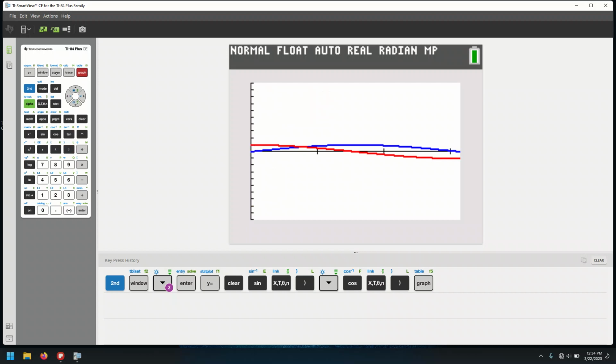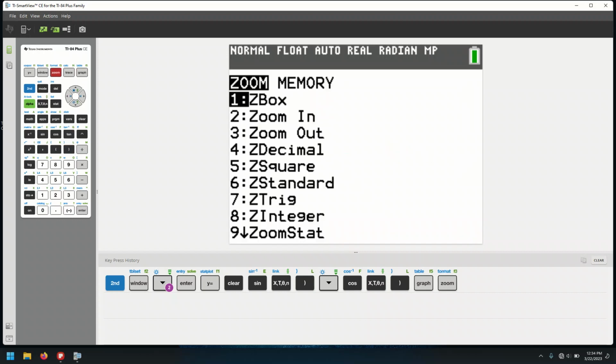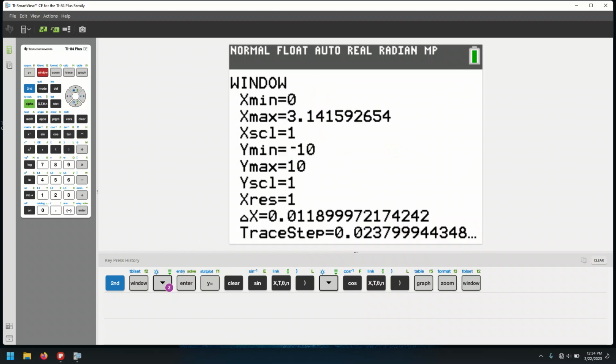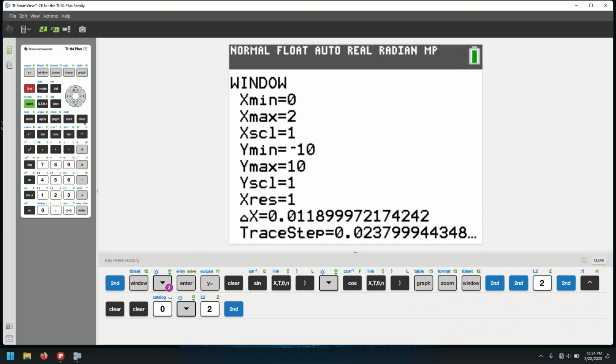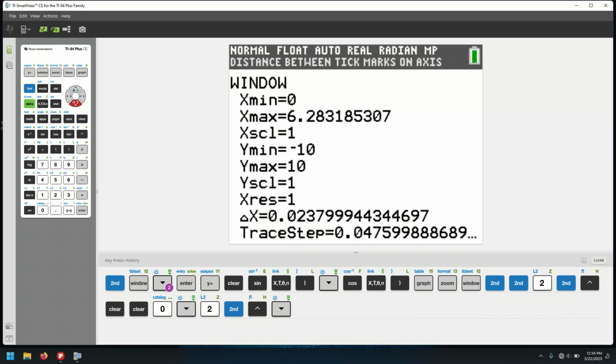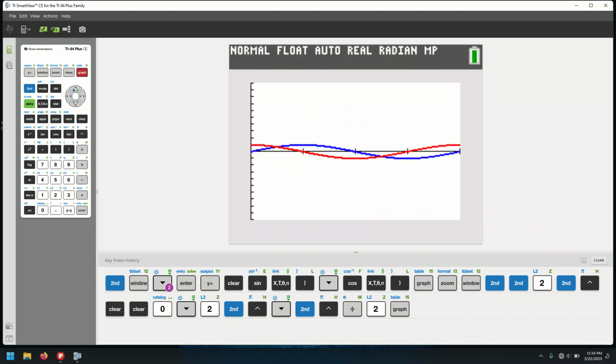Let me do the window between 0 and 2 pi, with scales of pi over 2 just to make it easy, and graph. Notice the two functions right here.